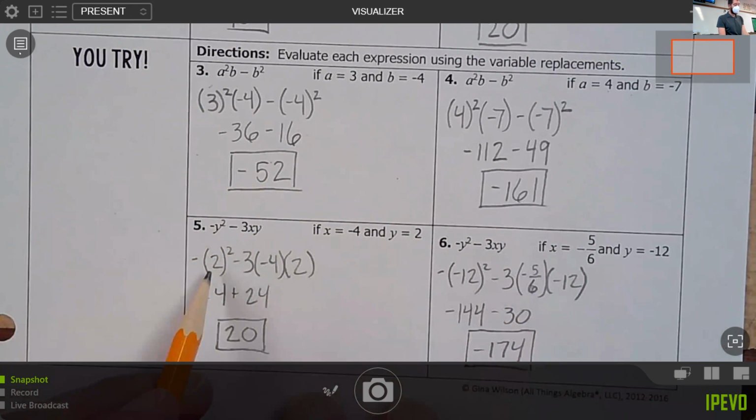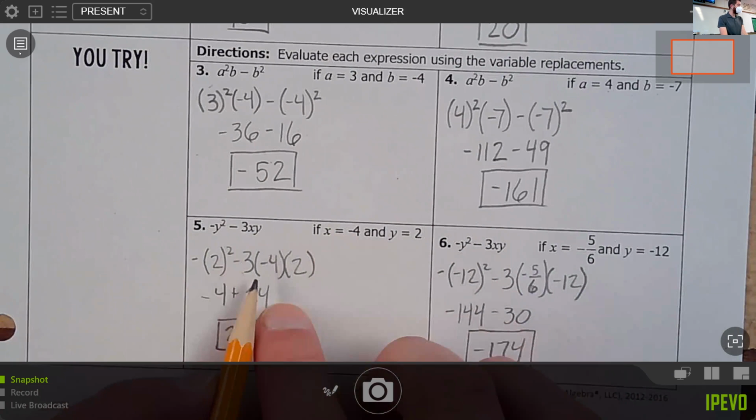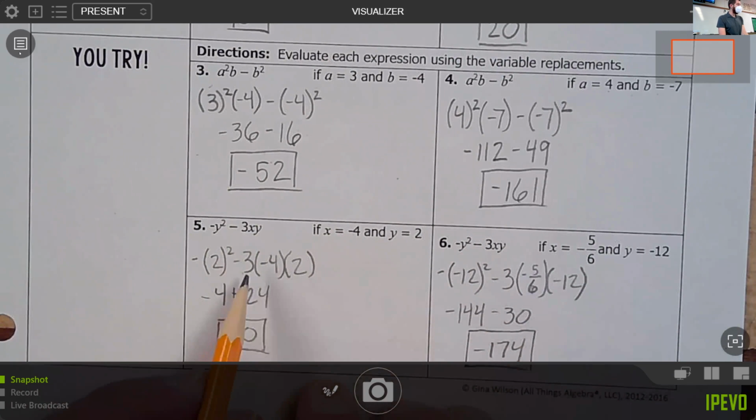So 2 squared is 4. With the negative, it's -4. Over here, we've got -3 times -4 times 2 because x is -4 and y is 2. -3 times -4 is +12. +12 times 2 is +24. So that'd be -4 plus 24. So we're looking at 20 for number 5.